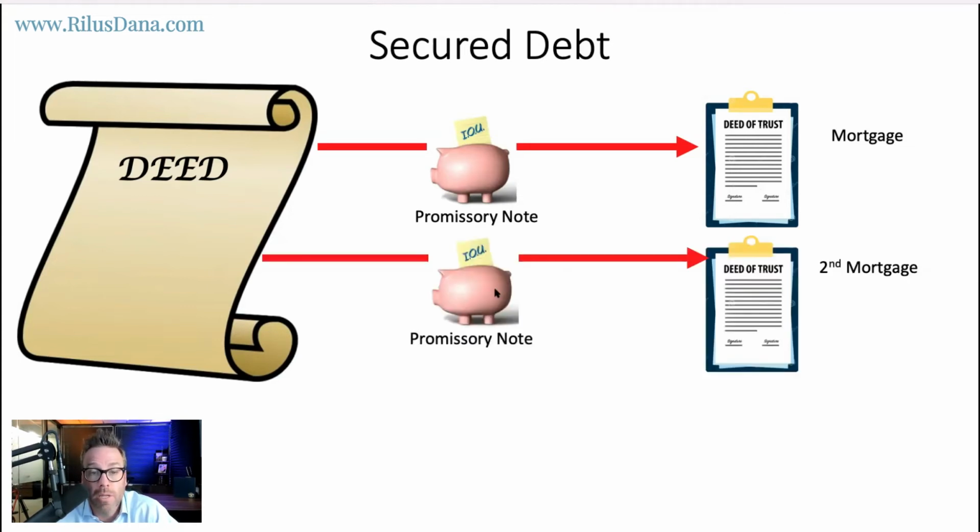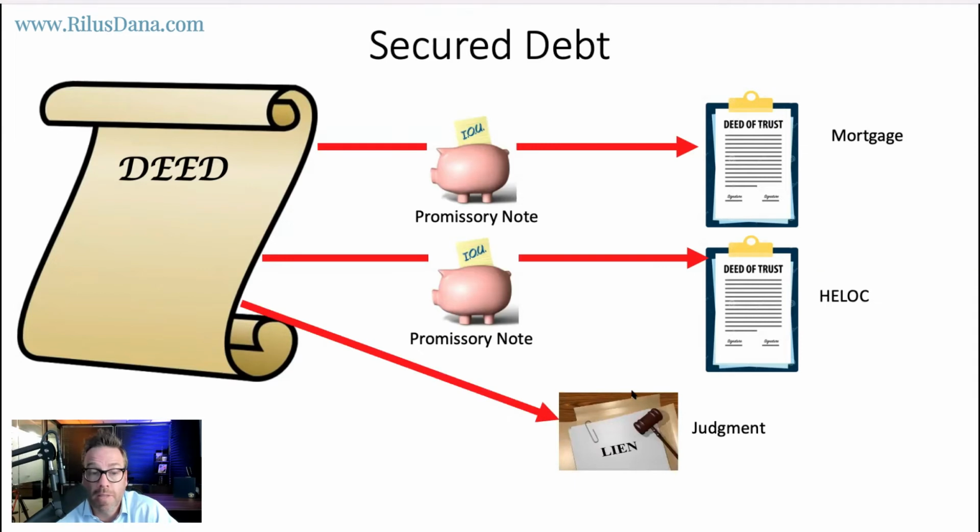There could be another mortgage, or there could be a second position, and there could be other liens or other secured interests against the property, like an HOA lien or maybe a tax lien. And the order of these could be important. So if there's not enough money to pay everyone, the first position gets paid first, and then second, and so on.